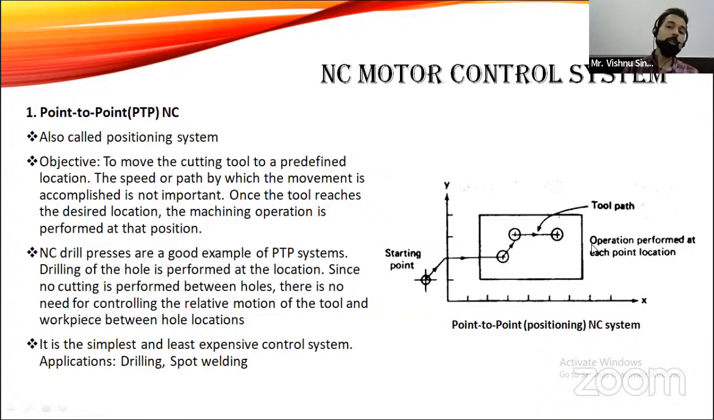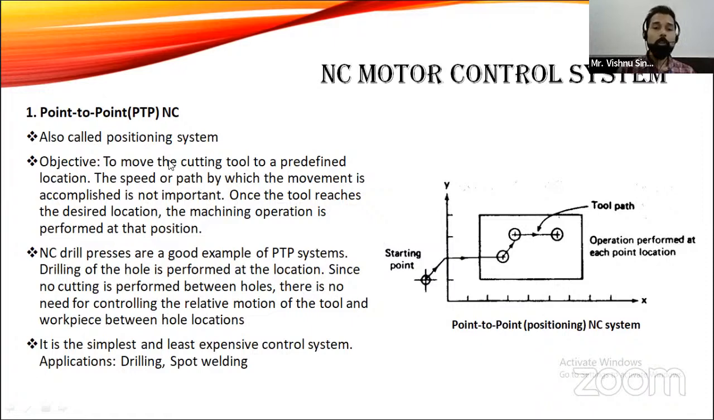As you can see from the diagram as well, in this case our tool moves from the first point to the second point, and at that particular point we perform a certain operation. It could be drilling, reaming, boring, any operation. In this case my tool will not be in contact with the workpiece all the time. It will come into contact only at a particular point. That is why it is also known as point to point system.